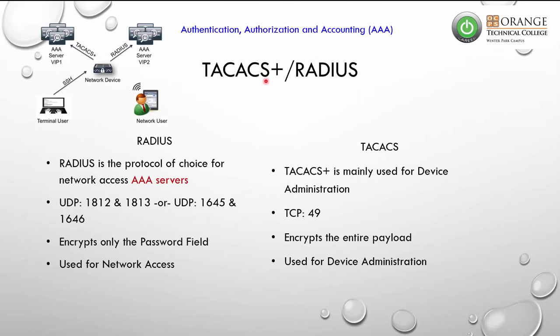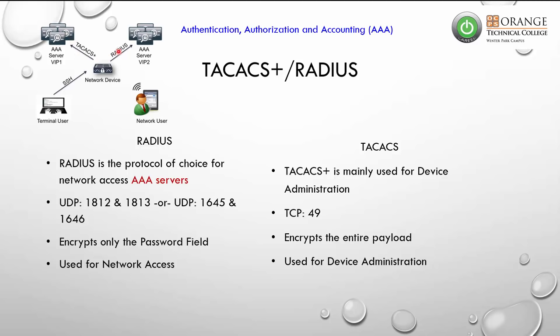So let's compare and contrast TACACS and RADIUS. When you VPN into a VPN concentrator, or you're using SSH, or you're using SSL, we want to somehow authenticate, authorize, and account for your behavior within the local area network. These are typically done by what are known as AAA servers. There are open source AAA servers, and then there are Cisco-based ones, I think they're called ACS servers.